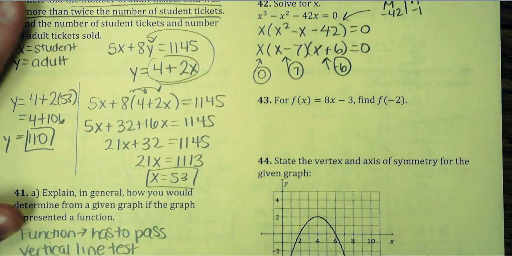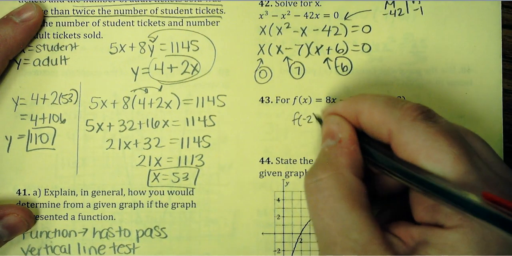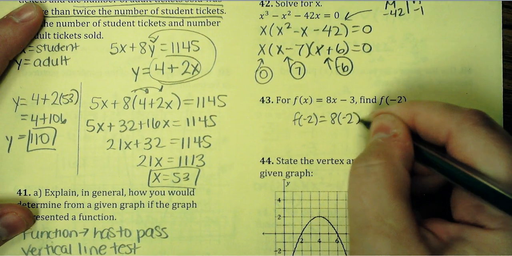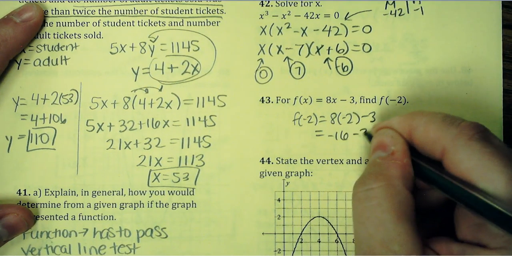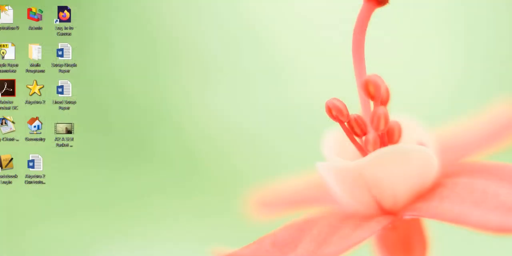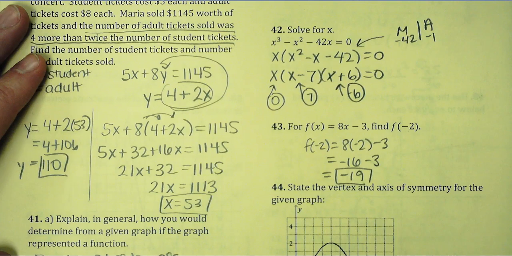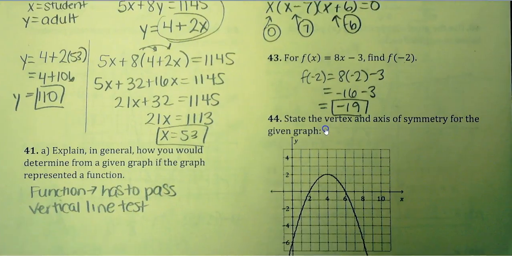For number 43, all this means is we're going to plug in a -2 everywhere we see an x. So 8 times -2 is -16. Subtract 3 from that. -19 is going to be my answer. And then I got one more on this page.